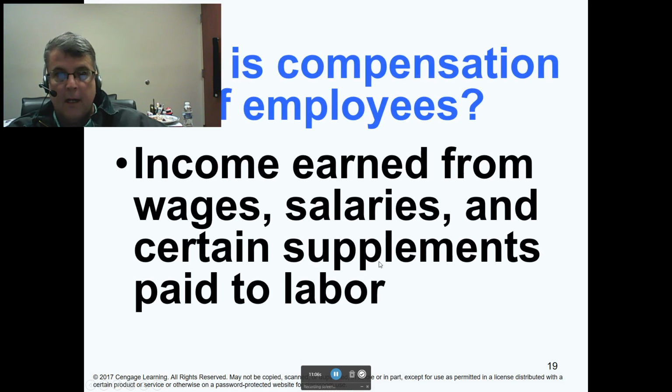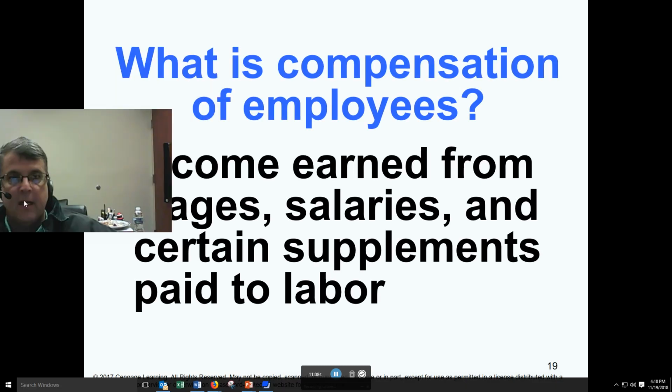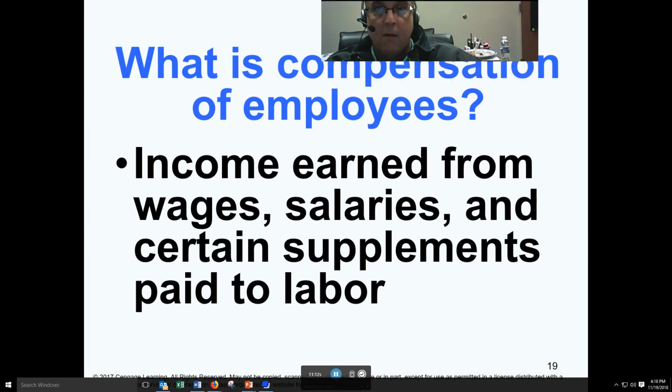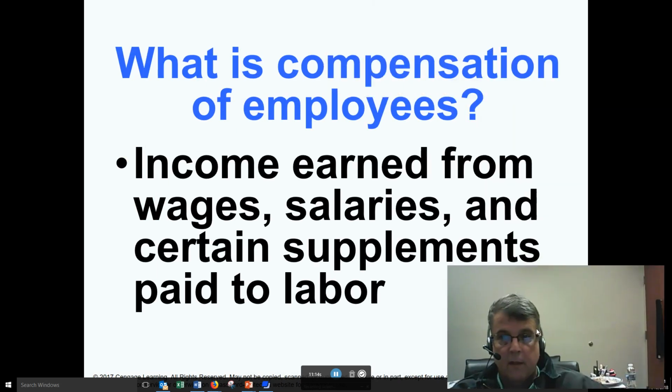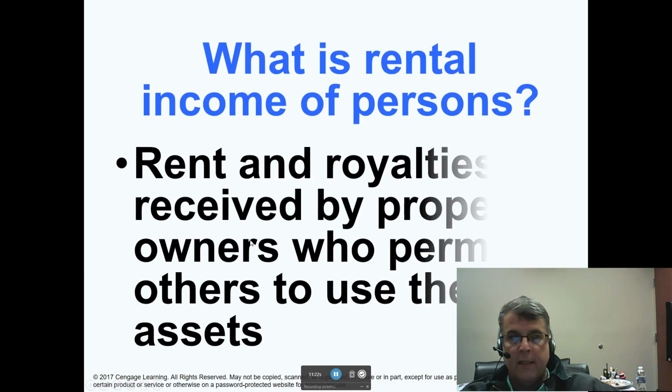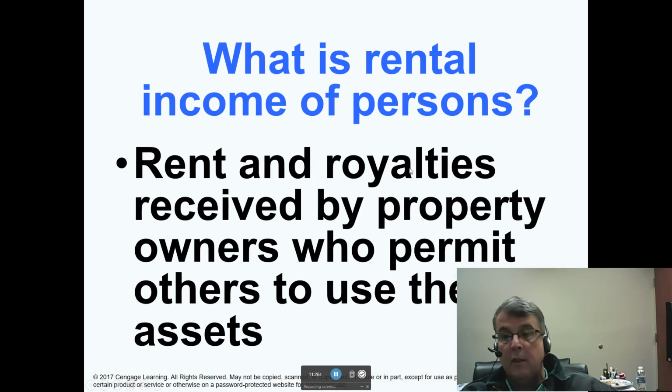Okay. I'll just let you read these. This is compensation of employees, abbreviated with a W. Income earned from wages, salaries, and certain supplements paid to labor. I've explained those to you. Rental income. Don't forget, rental income includes royalties, which are payments for patents and copyrights.